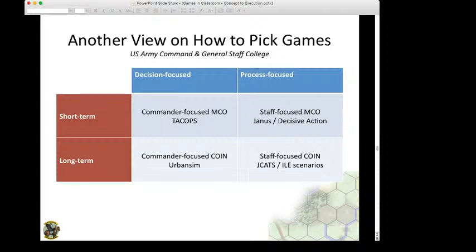For a commander to simply practice decision making, I don't have to have the whole staff there to do that. Hey, commander, here's a bunch of information your staff may have given you. I can simulate that, the commander can make a choice, and keep on going.